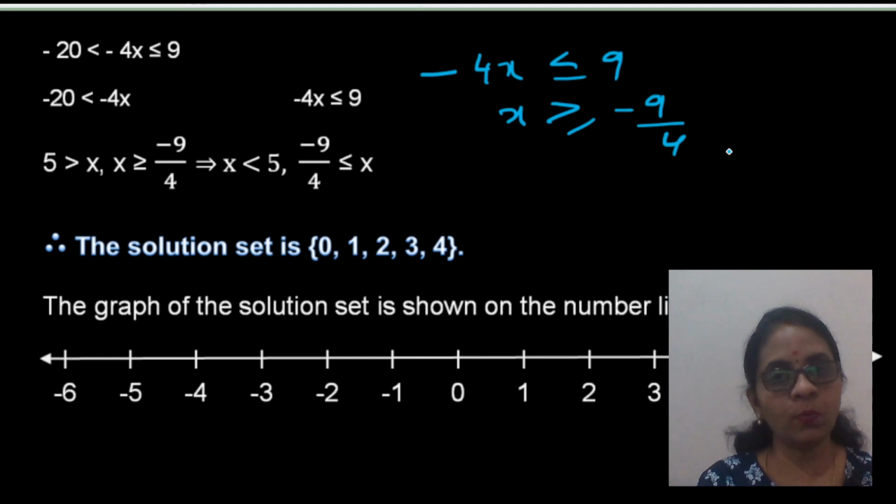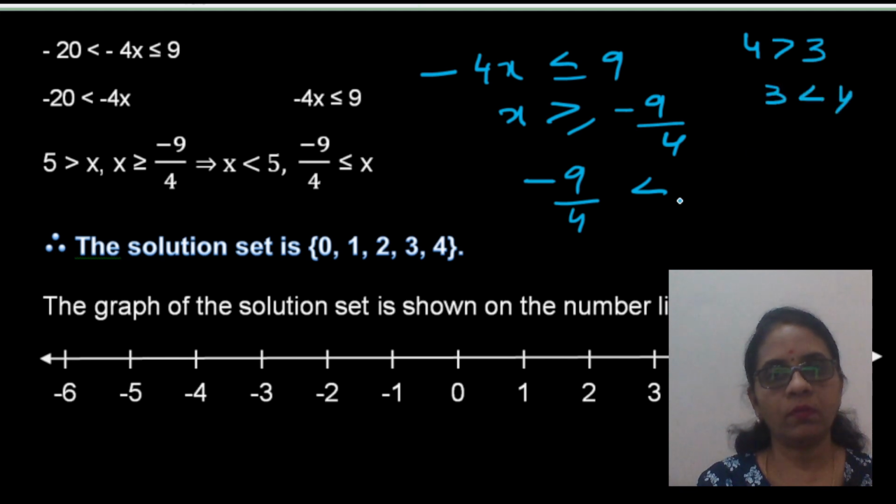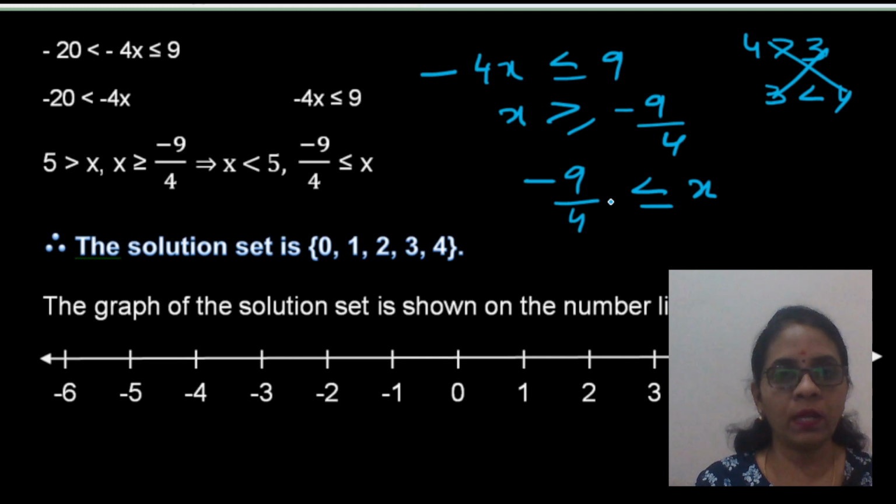Since your first inequation is with a less than sign, it is easy to plot it on the number line. So, write it as minus 9 by 4 is less than or equal to x. The concept is if 4 is greater than 3, 3 is less than 4. That is the concept that you are using. So, this is how we got minus 9 by 4 is less than or equal to x.